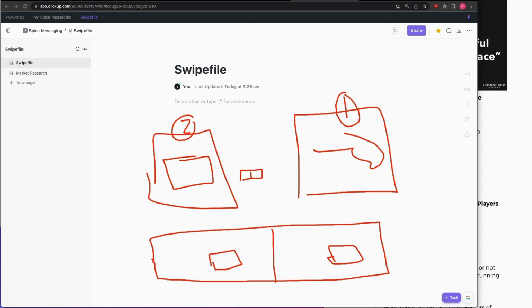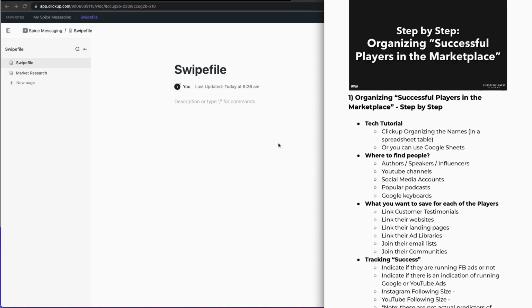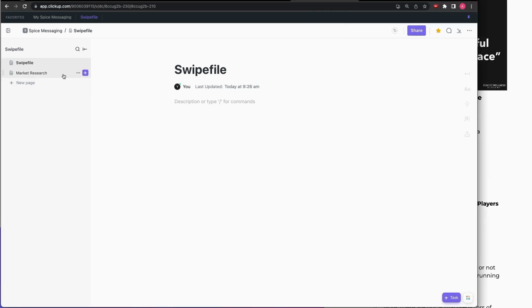So you want to make sure that you're setting yourself up for success with that. But anyways, that's a whole separate tutorial that we would go through. But let's go ahead and talk about how to actually organize your swipe file.